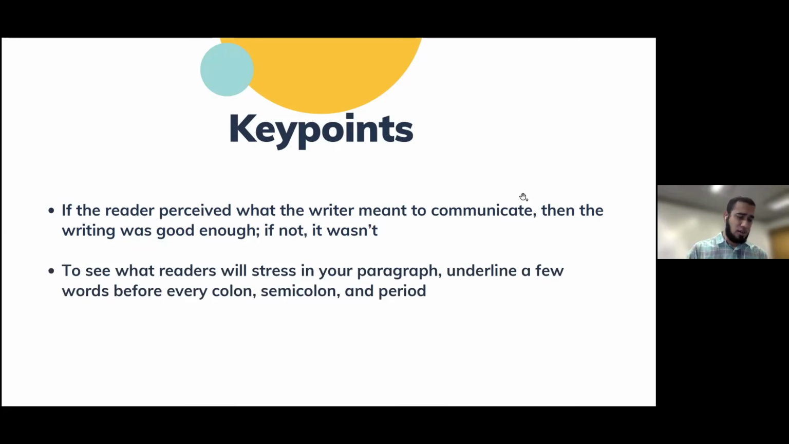And we haven't talked about paragraph level revision, but one thing that you could do is take some paper that you've written and take a couple of paragraphs and underline a few words before every colon, semicolon, and period. This is the location where your readers will pay more attention. Are these locations occupied by the most important information in your paragraphs? If that's the case, good enough, right? Then your readers will be paying attention to those locations. But if not, then you need to work on restructuring your paragraphs.